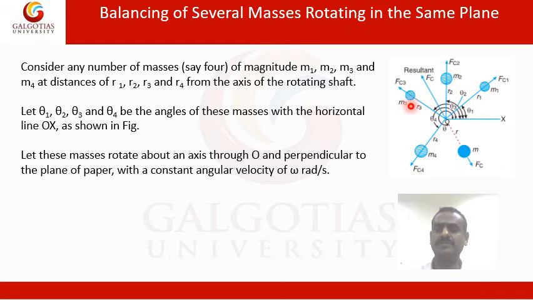Then the third mass m3 is located at a distance r3 from the axis of rotation at an angle of theta 3 from the horizontal axis OX. Then the fourth mass, m4, is located at a distance r4 from the axis of rotation at an angle of theta 4 from the horizontal axis OX. Let these masses rotate about an axis through O and perpendicular to the plane of paper with a constant angular velocity of omega radians per second.